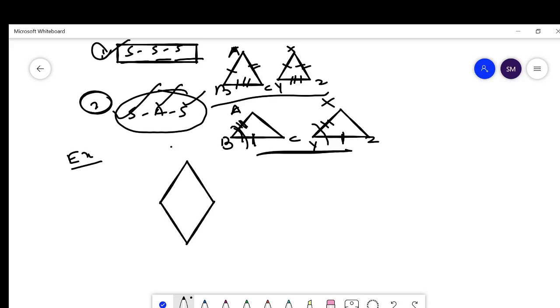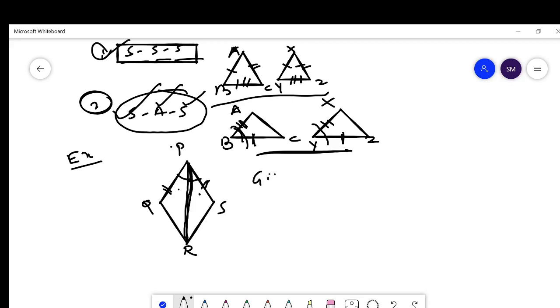Here PQRS is a figure and PR is the angle divider. Here this is PR and the conditions given are: this angle is equal to this angle and this side is equal to this side. We have to prove that.